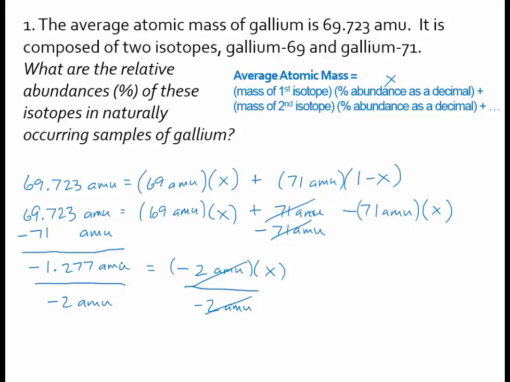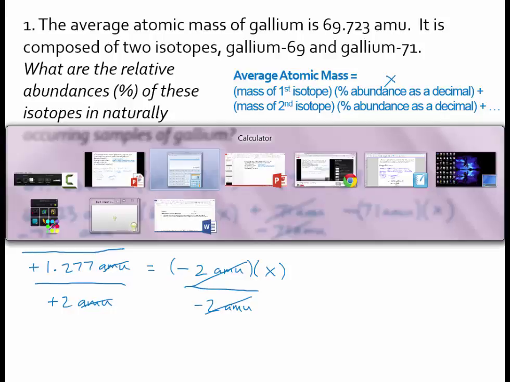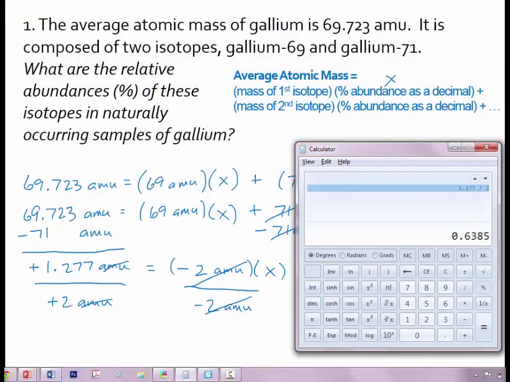On the left side, the AMUs will cancel, which is nice. And it'll leave me with simply this, negative 1.277 divided by negative 2. Well, even the negatives can cancel out essentially, because negative divided by negative makes a positive. So more or less these become positive by canceling each other out. And then we'll go to our calculator and do the final calculation here. So bring up a calculator. I've got 1.277 divided by 2. And my answer comes out to be 0.6385.